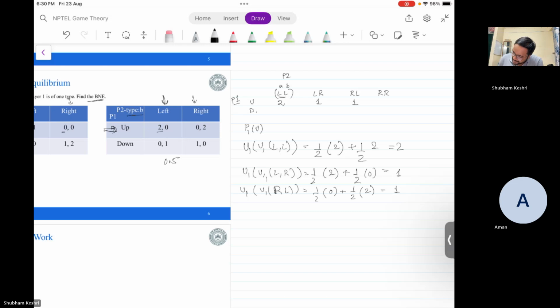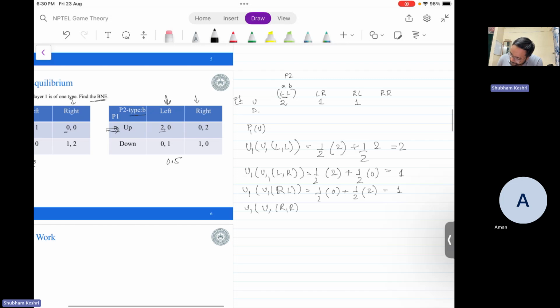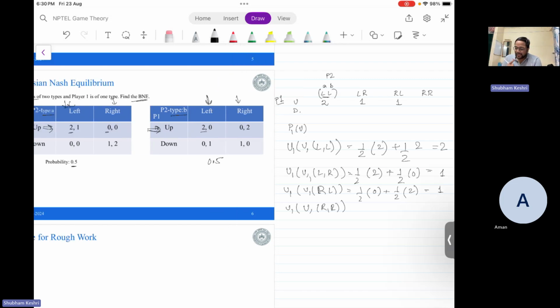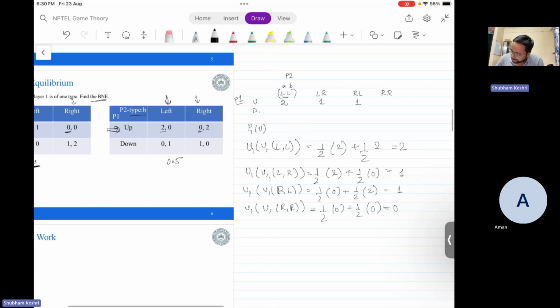Okay. Similarly, utility of the first player when he is playing up and the other player is playing R comma R. What does this mean? Player 2 of type A is playing R and player 2 of type B is playing R. So half. Where is this half coming from? This probability is 0.5. So half of the time he is getting a utility of 0, because he is playing up and player 2 type A is playing right, which is 0. And half of the time he is playing up and the other player is playing right, which is also 0. Therefore, he will get a utility of 0.